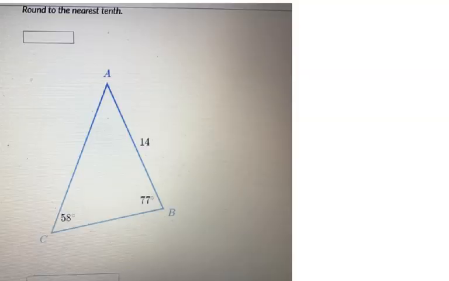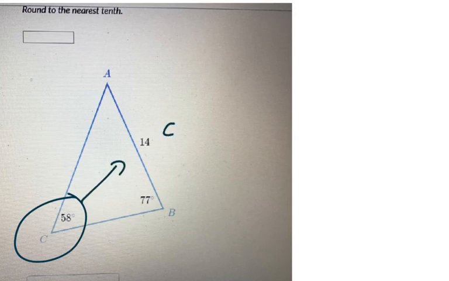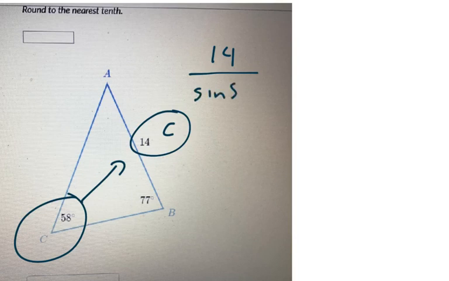Here we go. So notice, guys, they gave me big C. Opposite of it is little c. So I already know I'm going to do 14 divided by the sine of 58 degrees. You always match up the opposite side with the sine of its opposite angle. That's the ratio we're using.